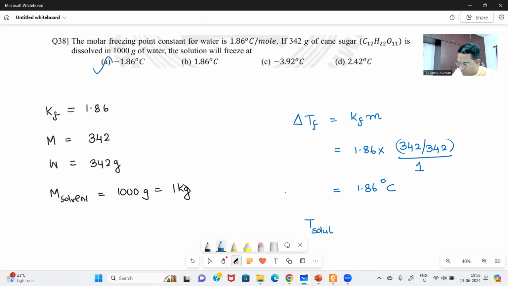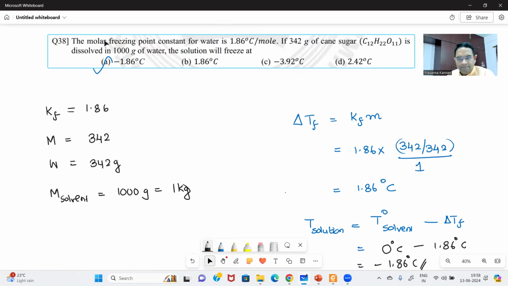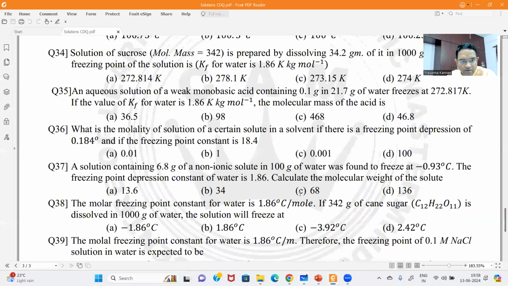Because the freezing point of your solution will be nothing but freezing point of your solvent minus delta TF. The freezing point of the solvent, water, is 0 degrees Celsius. So 0 minus 1.86, you get minus 1.86 degree Celsius, which is the first option. Clear? Yes, sir. Very good. Okay, so we'll do the next question.